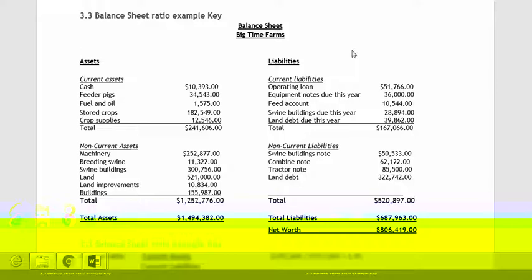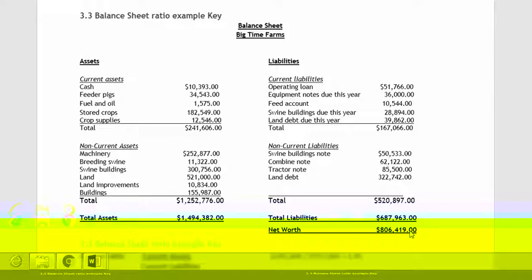As you can see at the top of this sheet, I have a completed balance sheet. It's a simplified balance sheet, obviously, but nonetheless, it still accomplishes everything that we would need in analyzing a balance sheet. And we have our current assets listed here, our non-current assets, current liabilities, non-current liabilities, total assets, total liabilities, and our net worth. From here, we are going to complete 6 formulas that will tell us a little bit more about this balance sheet, about the financial condition of this farm.